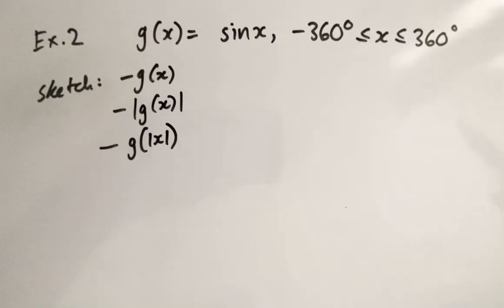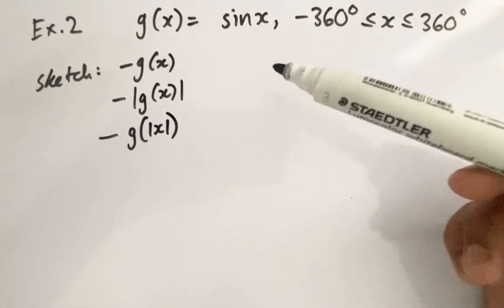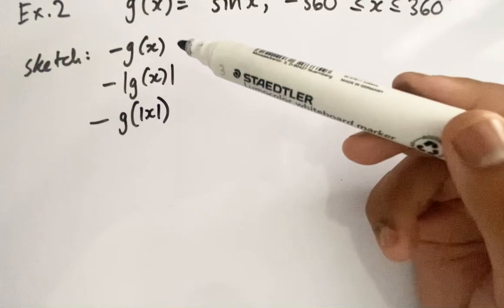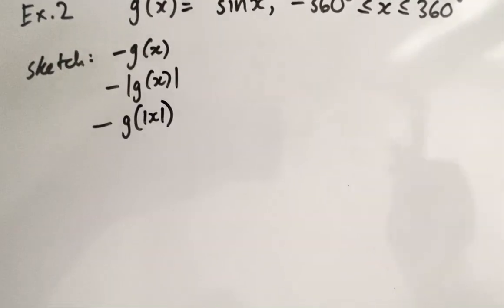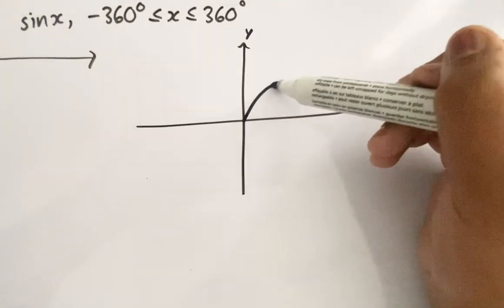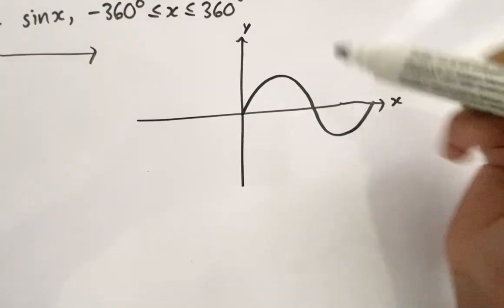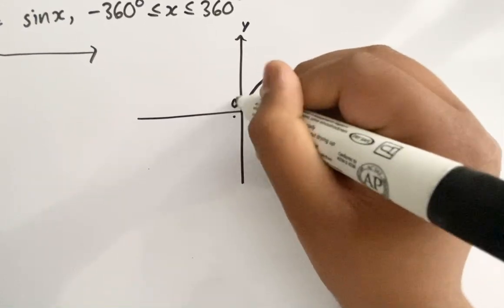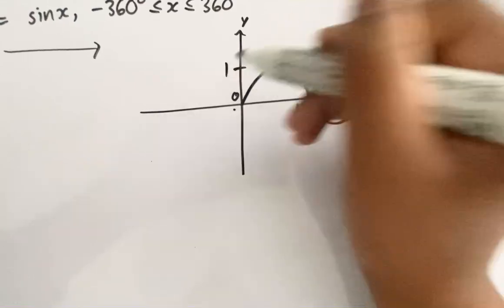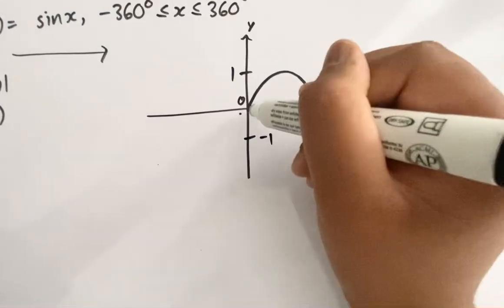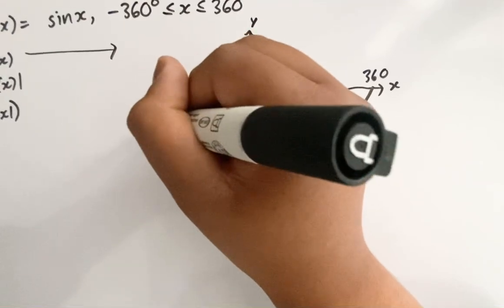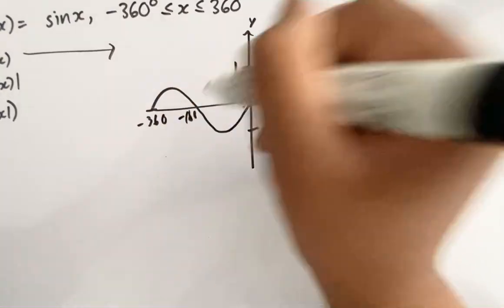One final example. We have g of x equals sine of x from minus 360 degrees to 360 degrees. Let's sketch g of x, the modulus of g of x, and g of modulus of x. Sine x is a normal graph. We have the normal graph of sine x from 0. It's going to be 180. That's going to be 360. From 1 to minus 1. And it's going to look the same, but just reflected. Minus 360 and minus 180.